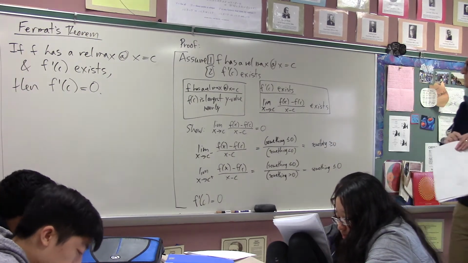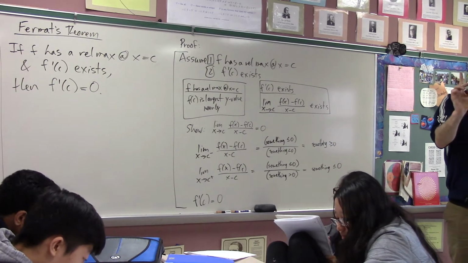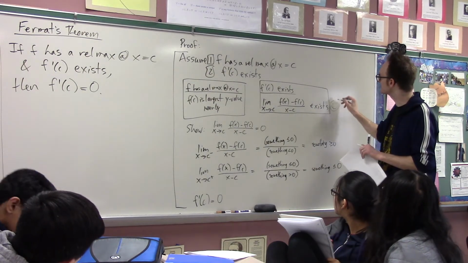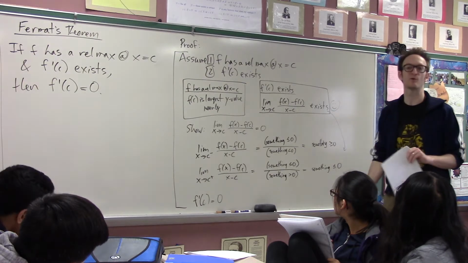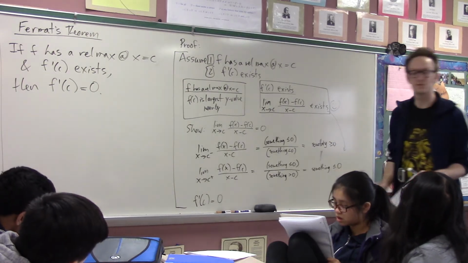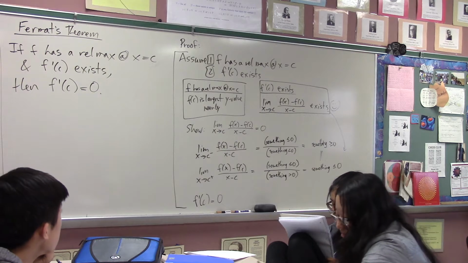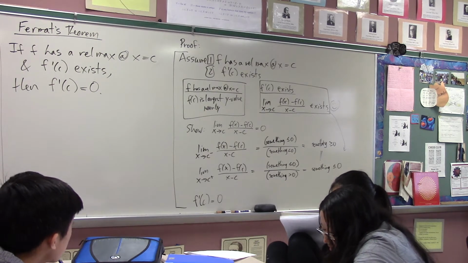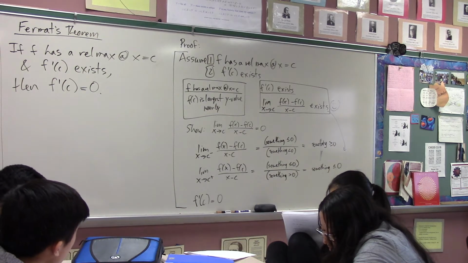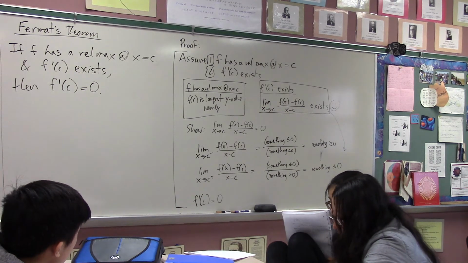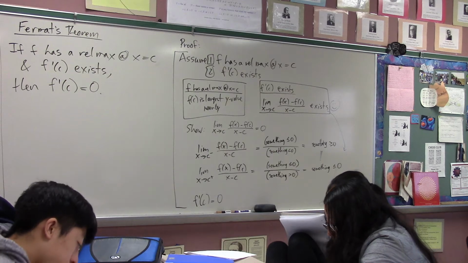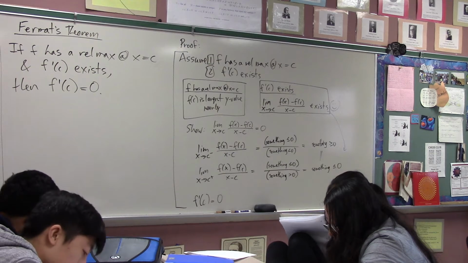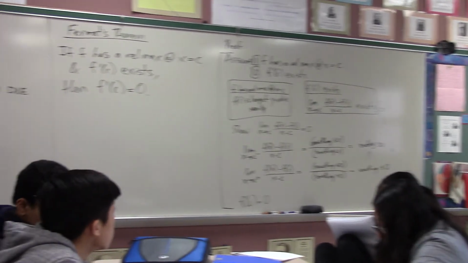But now we use our crucial fact, which is that this limit exists. Since this limit exists, the left-hand limit must equal the right-hand limit. So these two have to be the same. Well, I only know one number which is greater than or equal to 0 and less than or equal to 0. That number is 0. Therefore, this limit is 0. Follow? Yeah. Okay, good.